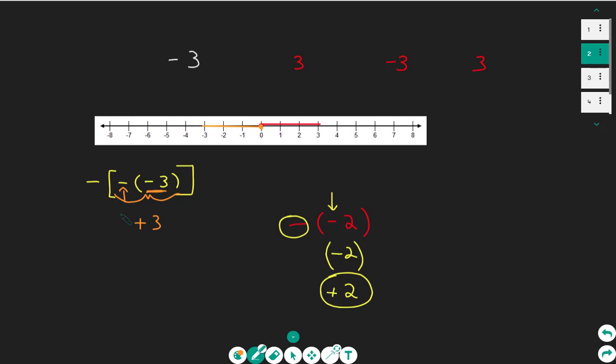And I can bring these brackets back down, and my negative sign back down. Now, what does this mean? We're saying the opposite of a positive 3, and the opposite of a positive 3 is a negative 3. So we wind up with a negative 3 as the simplified version of this complex expression at the top.